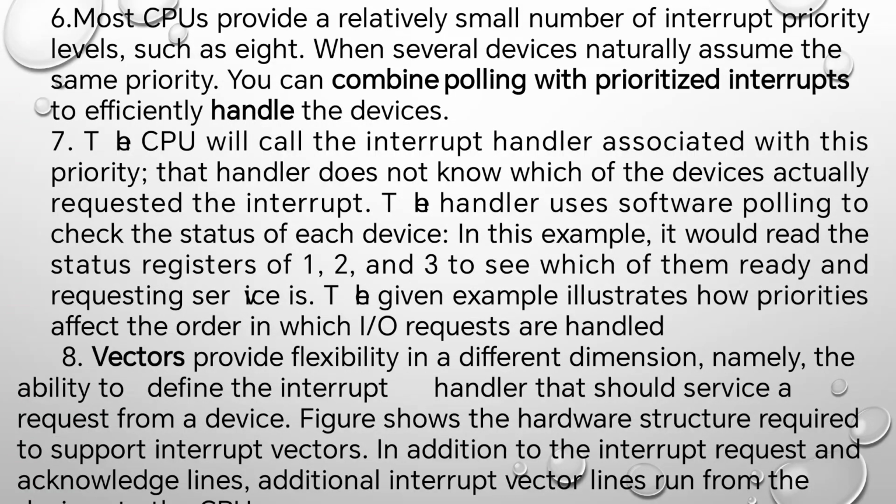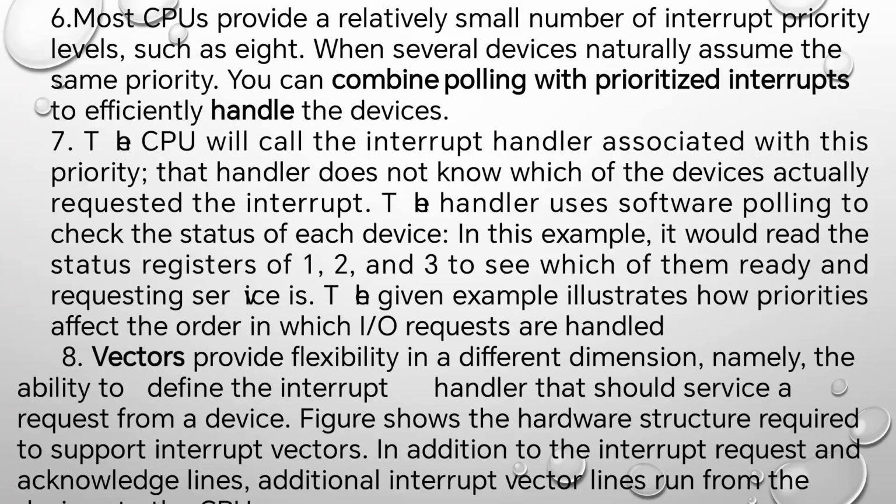Most CPUs provide a relatively small number of interrupt priority levels, such as 8. When several devices naturally assume the same priority, you can combine polling with prioritized interrupts to efficiently handle the devices. The CPU will call the interrupt handler associated with this priority. That handler does not know which of the devices actually requested the interrupt.